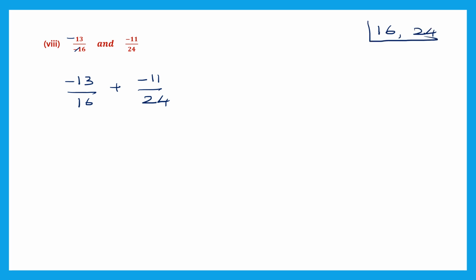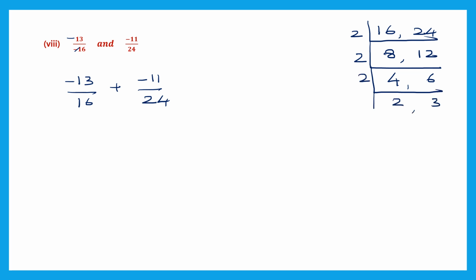Now let's use 2. 2 8s are 16 and 2 12s are 24. Let's continue with 2. 2 4s are 8. 2 6s are 12. Again we can continue with 2. 2 2s are 4. 2 3s are 6. Continue with 2 again. So 2. 2 1s are 2 and we bring down 3. Let's continue with 3. 1 and 1.